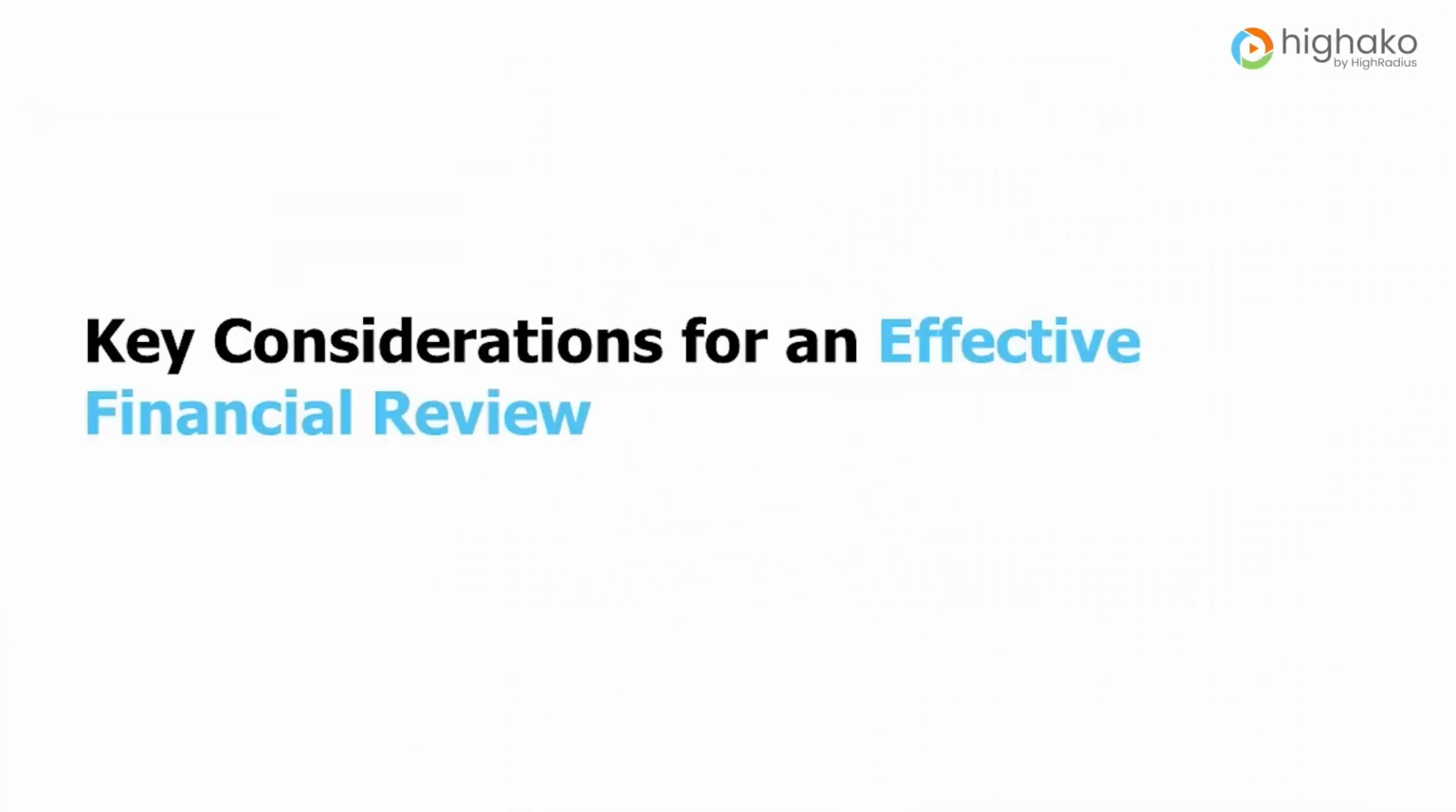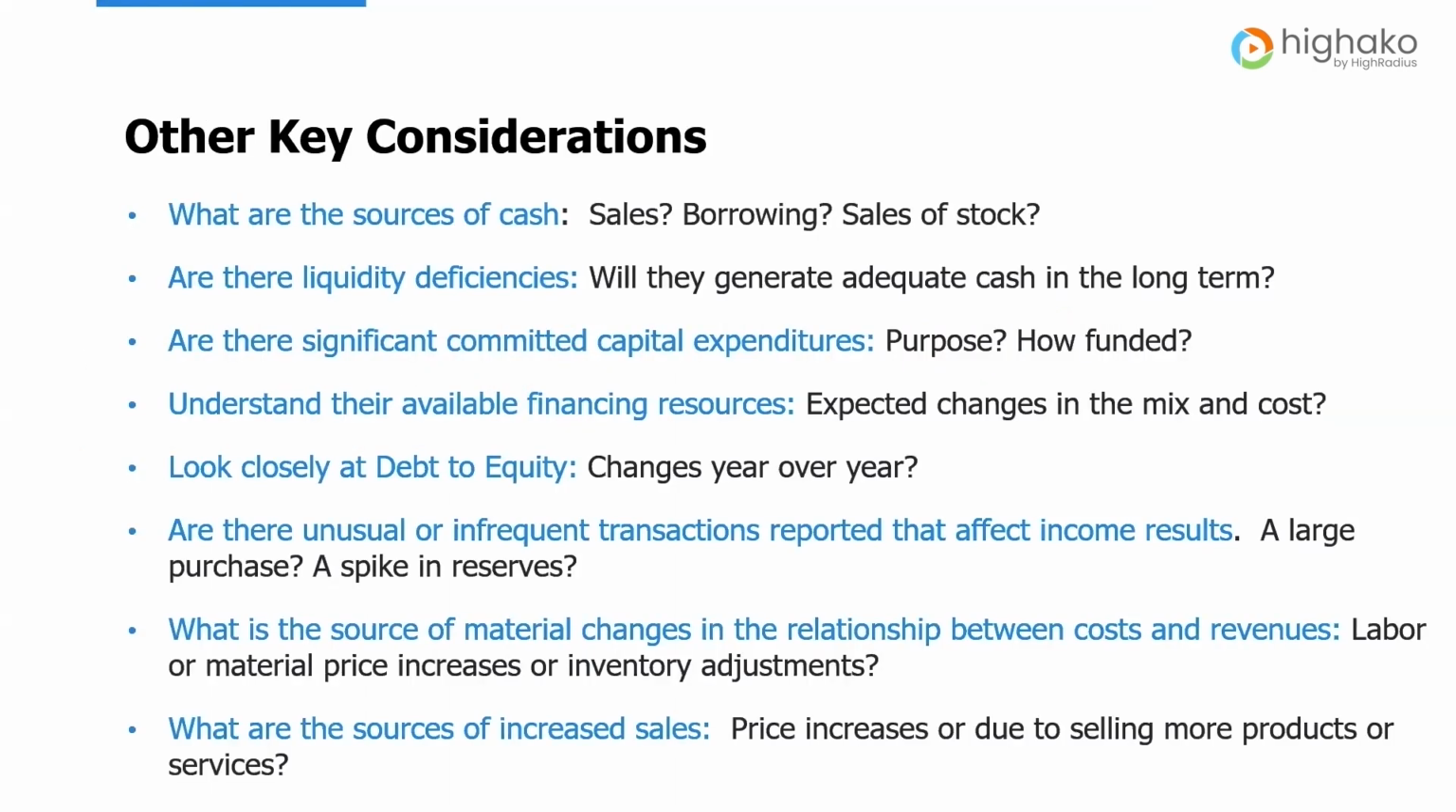Then we're going to talk about key considerations that you should think about when you're doing a financial review. There are some considerations that you should really think about when you're analyzing a financial statement, where you're looking at it and trying to understand, what is it really telling you? When you're looking at increases in cash, for example, what are the sources of that cash? Did it come from actual sales and profit? Or did it come from a deposit after they borrowed the money? Was it from the sale of stock? These things can be really different, and you should understand where that cash actually came from.